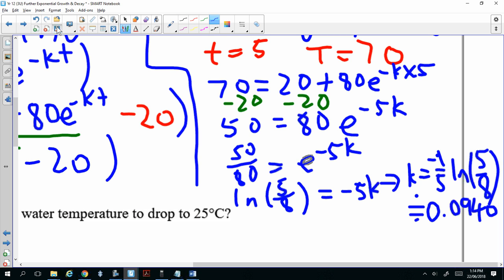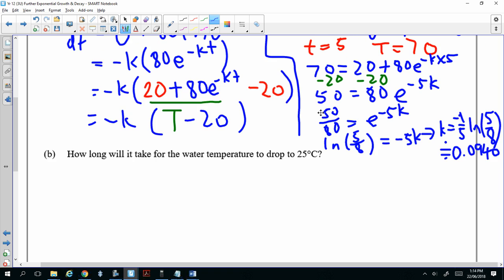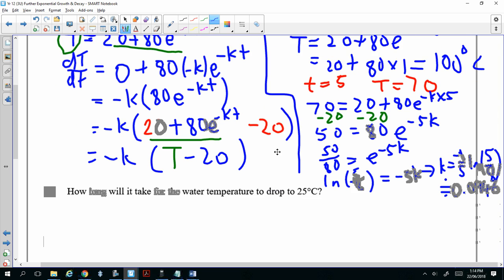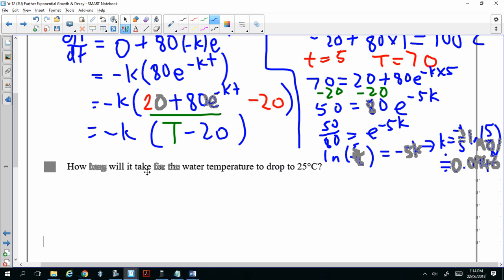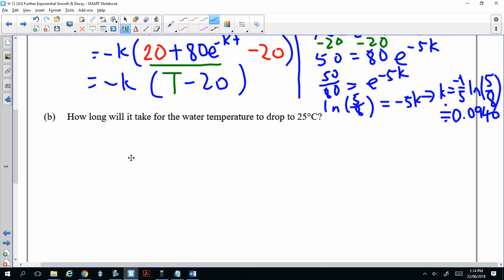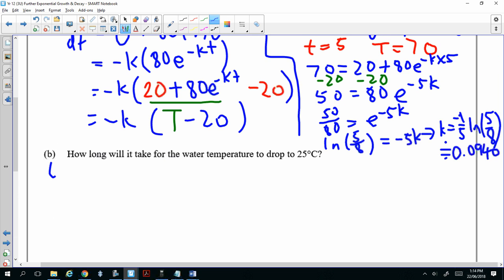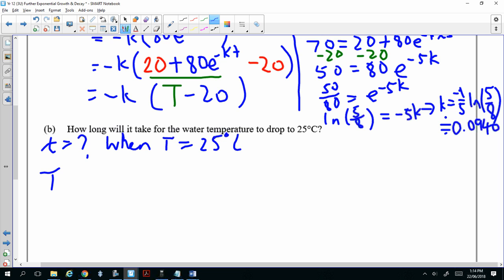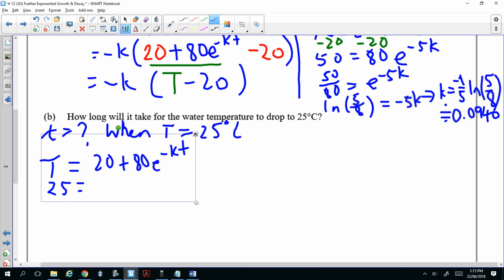Okay, so once we've got the formula, we can answer some questions about it. So we can find out how long it takes for the temperature to drop to 25 degrees. And then we can draw the graph of the function. Okay, let's do this question. So you have to find t equal to question mark when the temperature becomes 25 degrees. Okay, now we have a formula so we can work out the time. So let's write down the formula first. T equal to 20 plus 80 e to the power negative kt. And then we substitute 25 in and solve for the time.